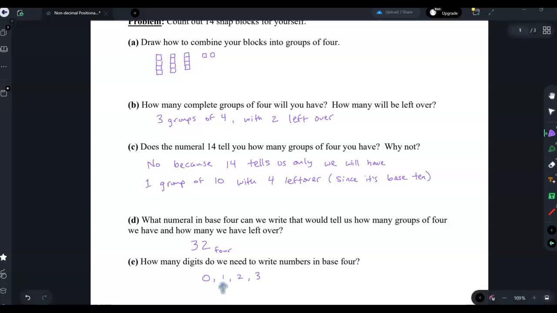So I really only need the symbols 0, 1, 2, and 3. So there are 4 symbols that I would need, or 4 digits that I would need. So my answer is 4, but that comes from 0 being one of them, and then 1, 2, and 3. So those are the 4 different digits I would need.